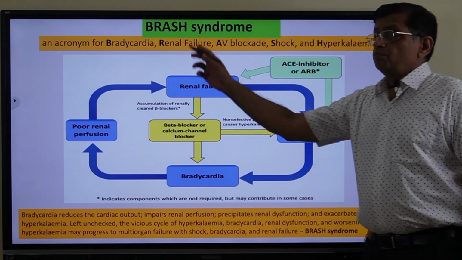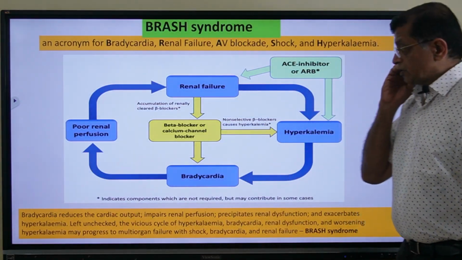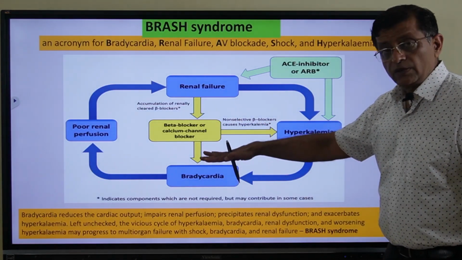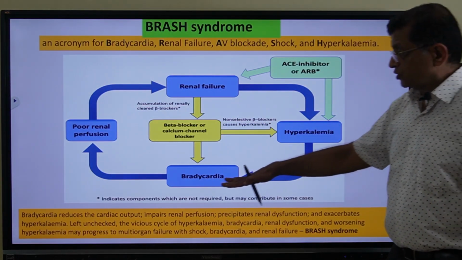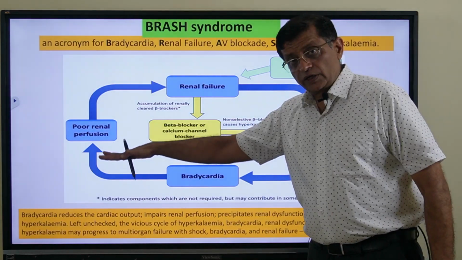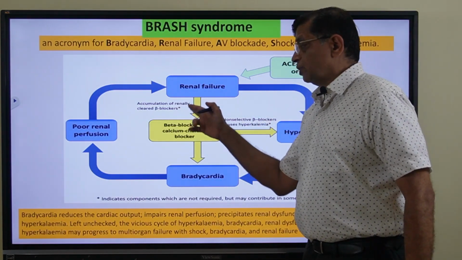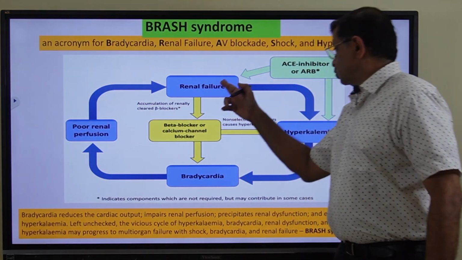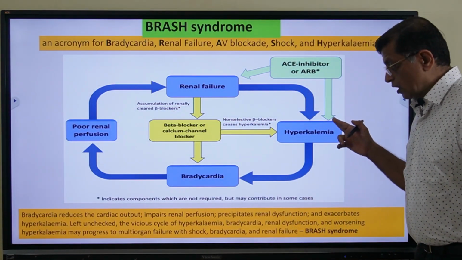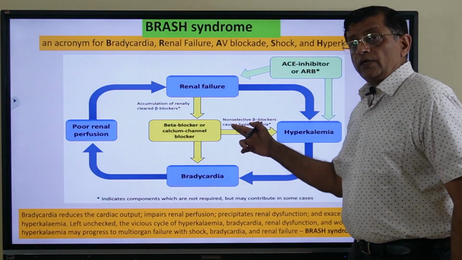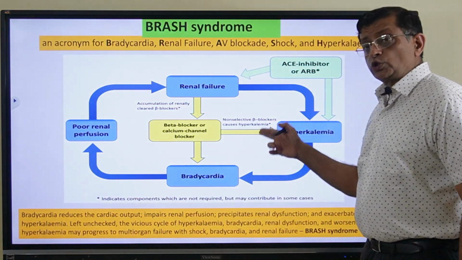There is something called BRASH syndrome. What happens if the patient is on a beta blocker or a calcium channel blocker? The patient has bradycardia. Bradycardia causes decreased renal perfusion due to decreased cardiac output, which causes renal failure. Renal failure causes the accumulation of the beta blockers. Also, renal failure causes hyperkalemia. Hyperkalemia also causes bradycardia, and non-selective beta blockers also cause hyperkalemia.